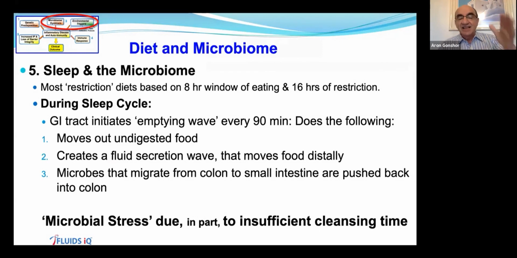that the GI tract initiates emptying waves every 90 minutes. It pushes a wave through the gut, going down to the anus. So it's moving out undigested food. It creates a fluid secretion wave that is moving down distally. And the other thing it does is that if bacteria from the colon during the night are trying to go back into the small intestine, it pushes them back out towards the distal or anal area of the colon. So if you have microbial stress, it's due in part to insufficient cleansing time.